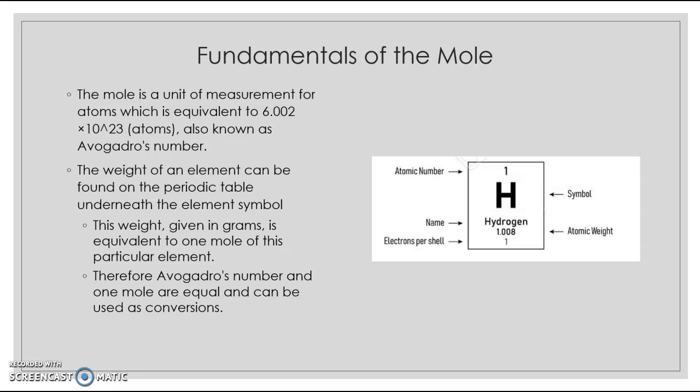To find the weight of an element, you can look on the periodic table underneath the element symbol. This weight is given in grams. This is equivalent to 1 mole of that particular element. Therefore, Avogadro's number and 1 mole are equal and can be used as conversions. This will be helpful for when we are calculating the mass.